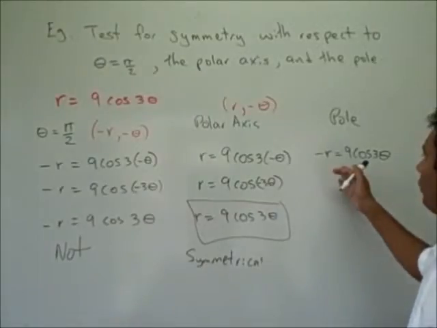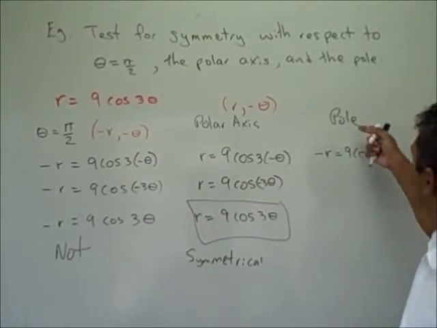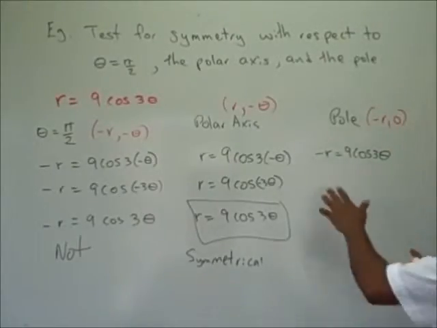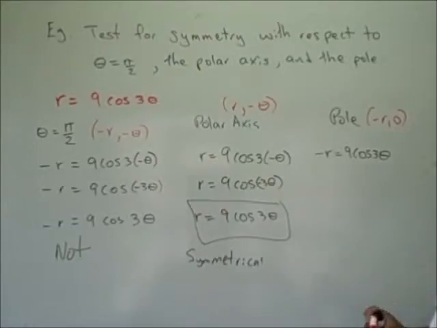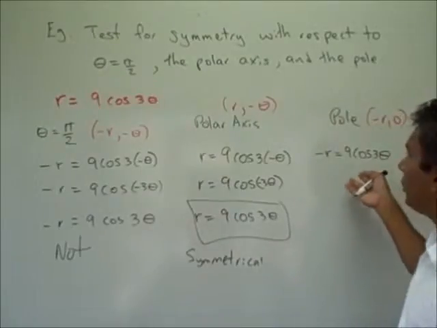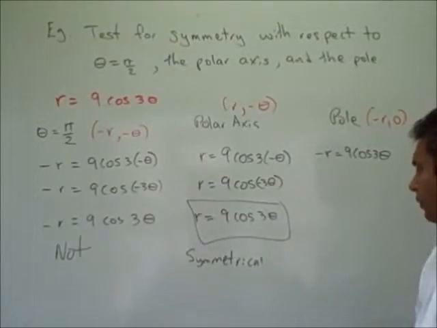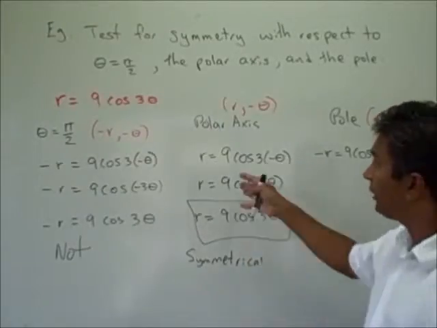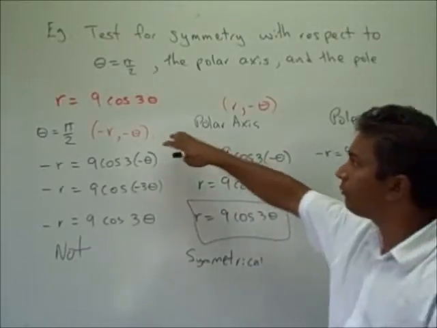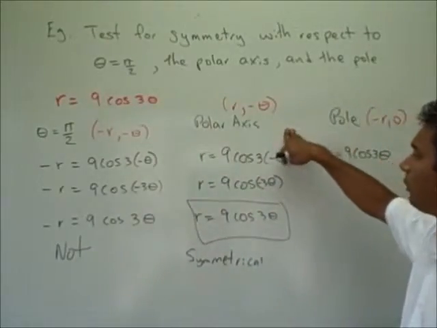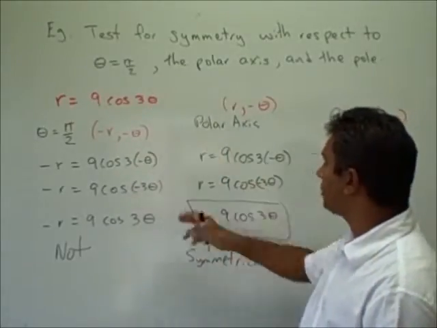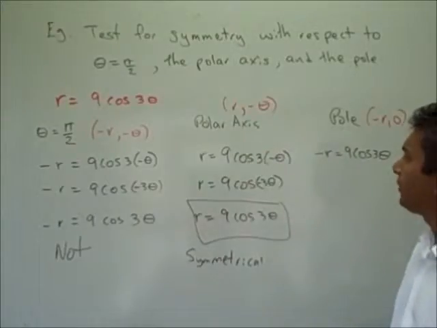To test for the pole, we're going to replace r and theta with negative r and theta, which gives us negative r equals 9 cosine of 3 theta. We can see that this is not equivalent to the original, so it's not symmetrical around the pole. Furthermore, we knew this would be symmetrical to begin with, since this is a function of cosine, and we know cosine functions are symmetrical around the polar axis. So instead of doing all this, we knew from the very beginning that this was symmetrical with respect to the polar axis.